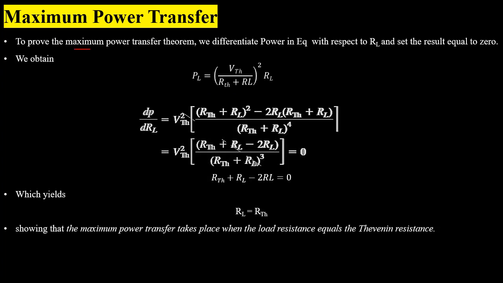Now to prove the maximum power theorem, we have the relation for power delivered to the load, and we will differentiate this equation with respect to load resistance and set it equal to 0. Again we will reach the result that maximum power will be delivered when load resistance is equal to Thevenin resistance. And this will be the prime condition for maximum power transfer.